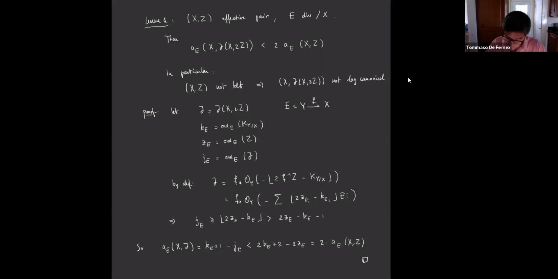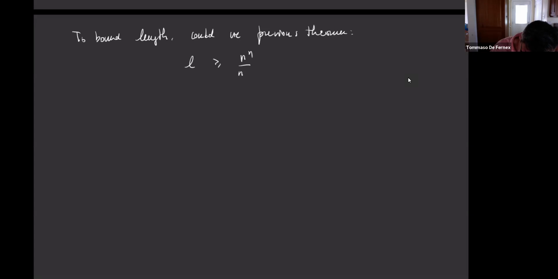Now, the second lemma is to use this information to get a bound on length. We already have something in place to do that, which is the inequality that we proved last time. We could use the previous theorem to bound length. We say something like the length is greater or equal to something like n to the n over n factorial, in this case using log canonical ratio 1. But this is strong when n is large, but we can do better for low values, small values of r.